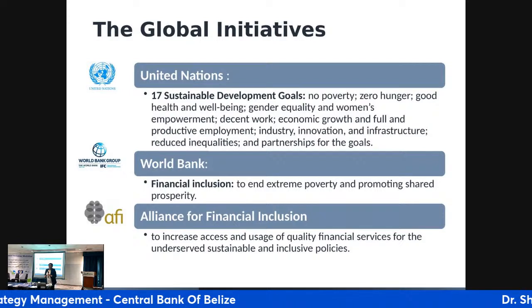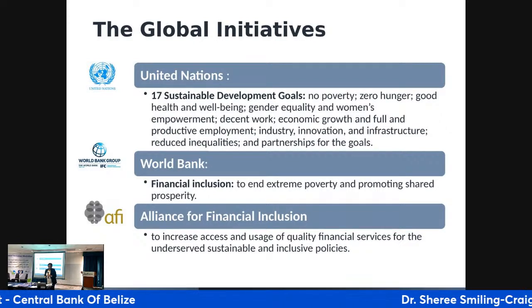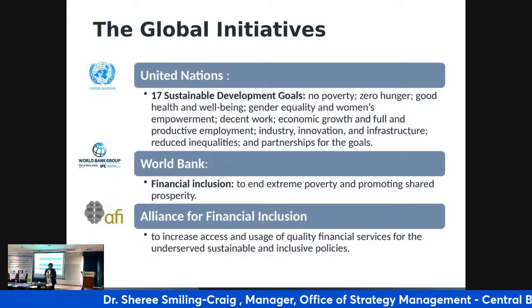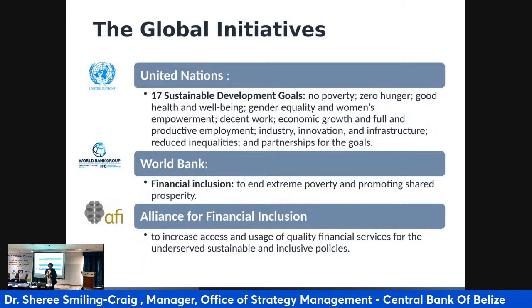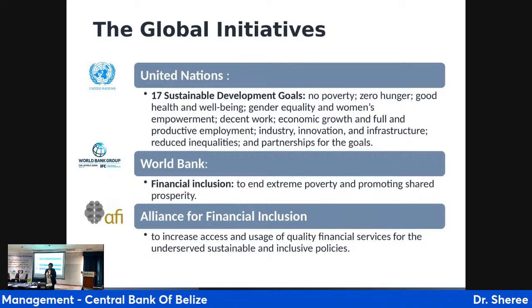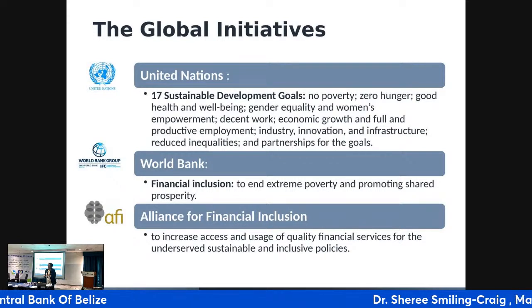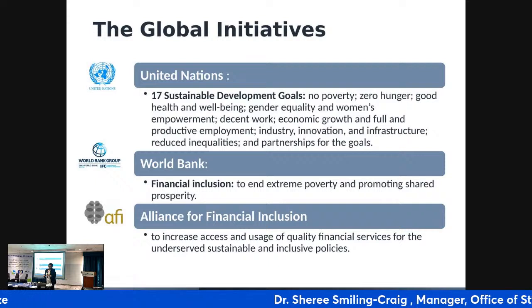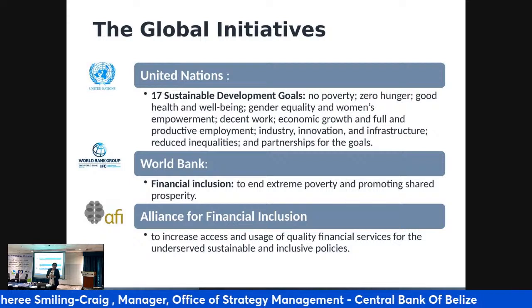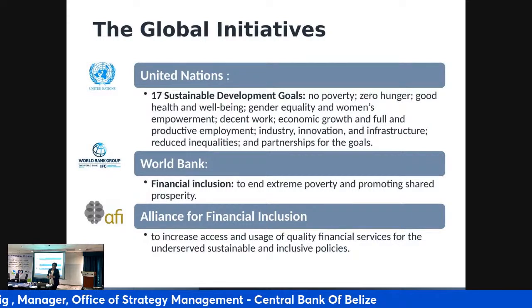So the World Bank wants to also end extreme poverty and promote shared prosperity. We're also on board. Now, AFI, the Alliance for Financial Inclusion, wants to increase access and usage to quality financial services for the underserved in a sustainable and inclusive way. Anything jumps out at you? You've been hearing all these buzzwords over the last few days.